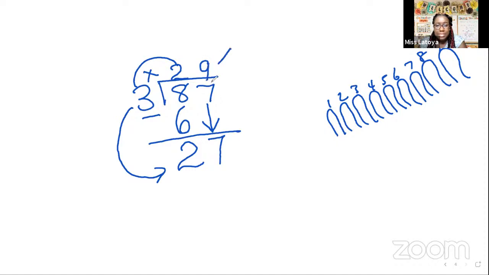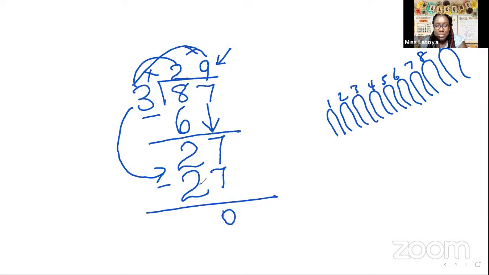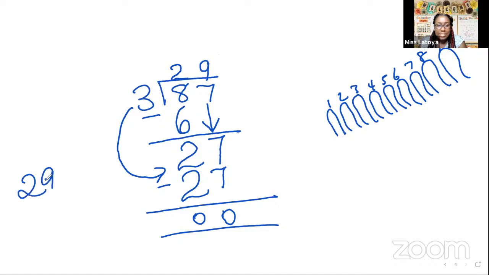What do I do after writing the number on top here? I am going to multiply. Yes? 3 9s are 27. And now I subtract. 7 take away 7 is 0. And 2 take away 2 is 0. So how much times could 3 go into 87? 3 can go into 87 29 times, okay? And we have no remainders, all right? Let's do a next question.